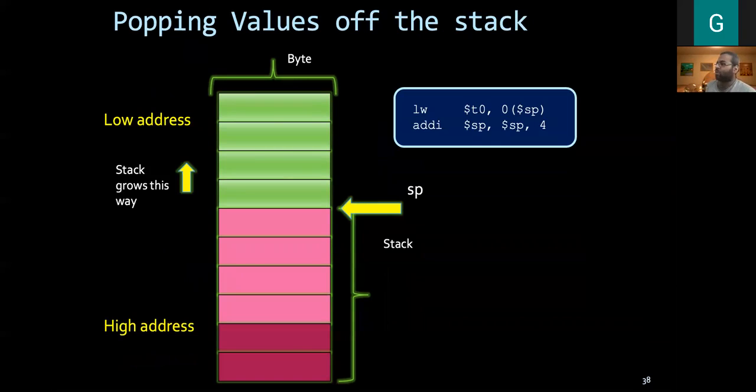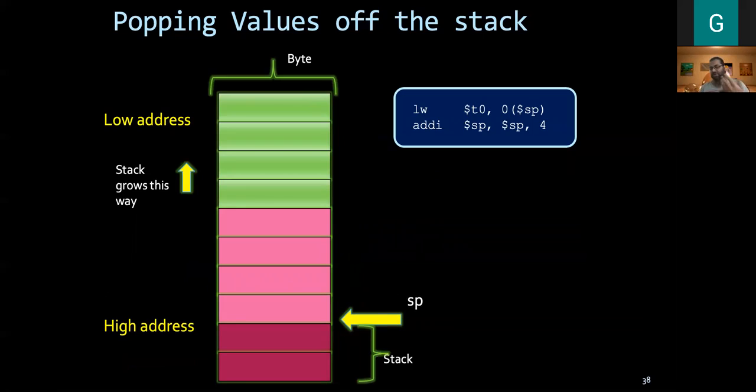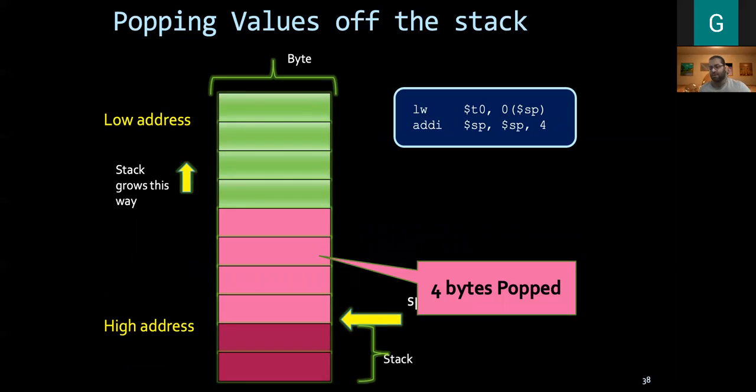Similarly, when you want to pop values off the stack, you first read the value from the pink bytes. Then you move your stack pointer down again to denote the fact that your stack has shrunk. So that's your new stack, and then you've read those 4 values.